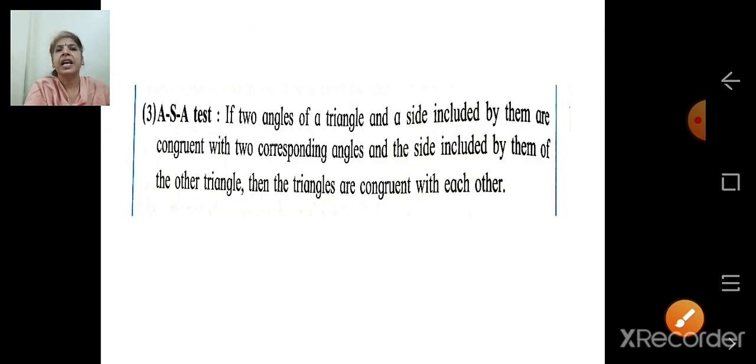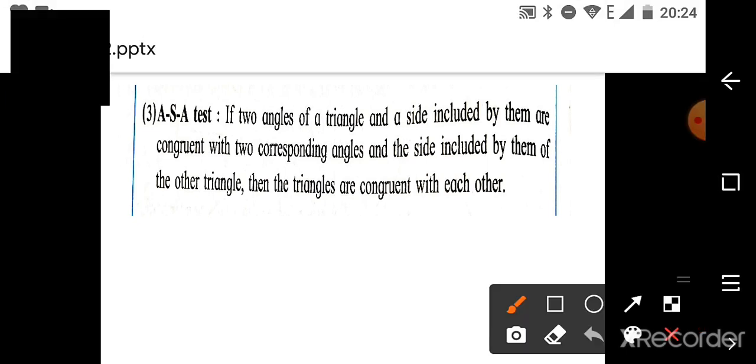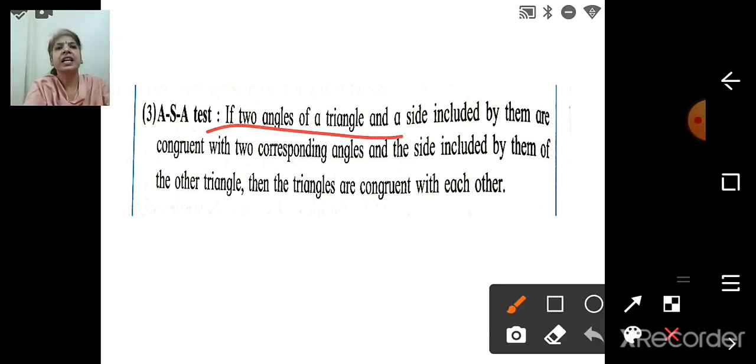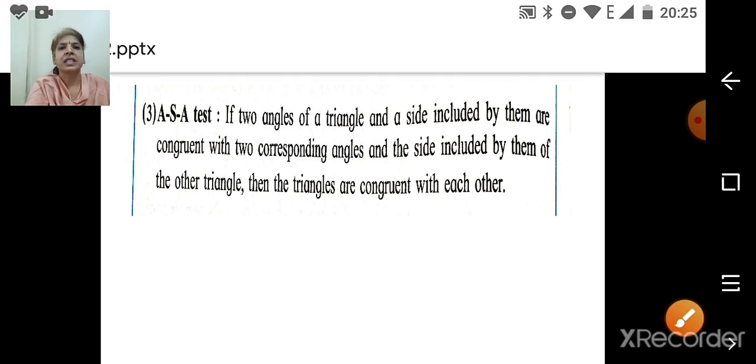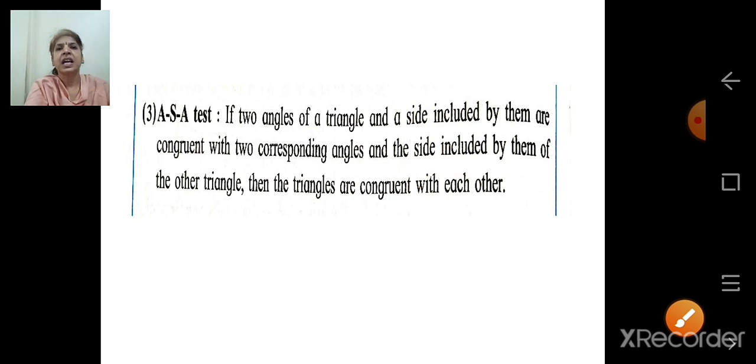And ASA test. ASA, angle, side, angle. If 2 angles of a triangle and the side included by them are congruent with the two corresponding angles and the side included by them of the other triangle, then the triangles are congruent with each other. So last time we did SAS test, SSS test, ASA test.